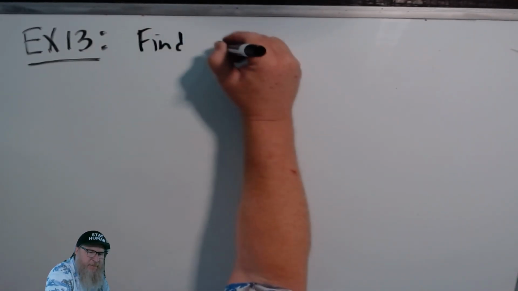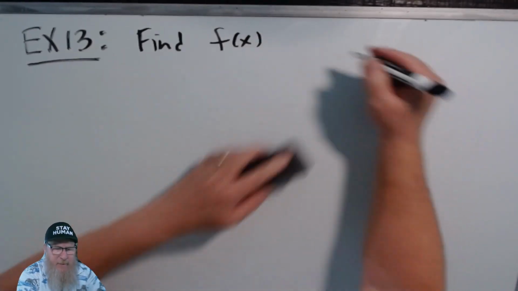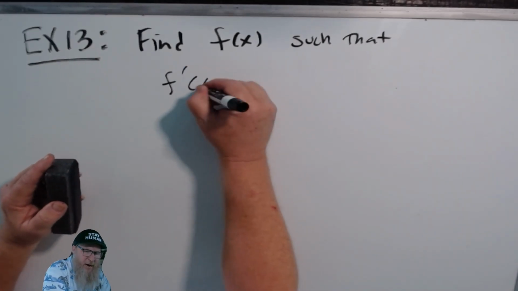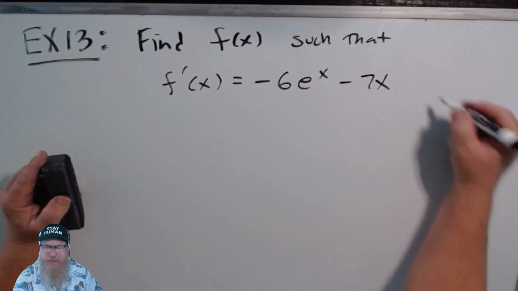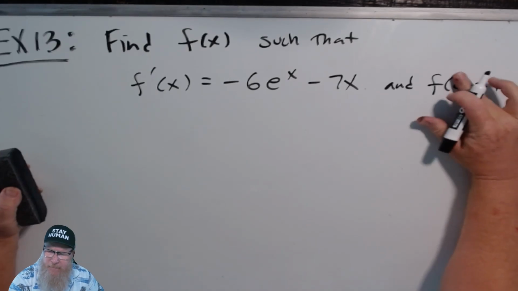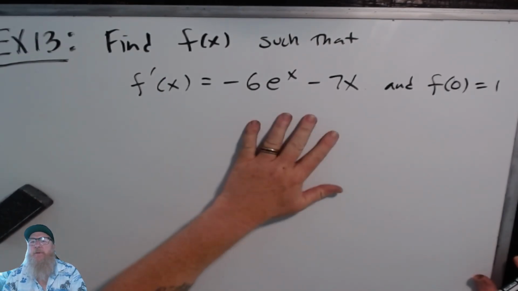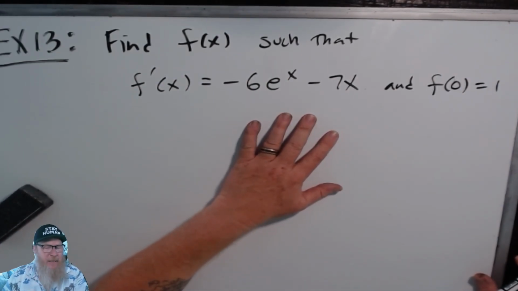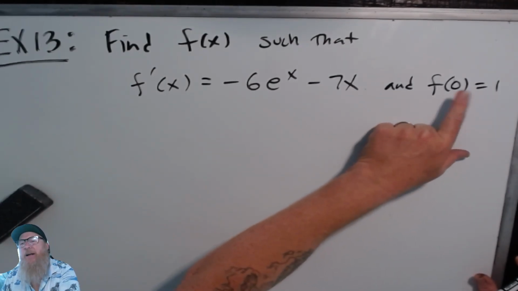So find f of x such that f prime of x is 6e to the x minus 7x, and f of 0 is 1. All right, so this is very similar to example 11, I guess, or 12, depending on who's counting. But it's an exponential function, natural base e, and so we got to be very careful when we're plugging in 0.